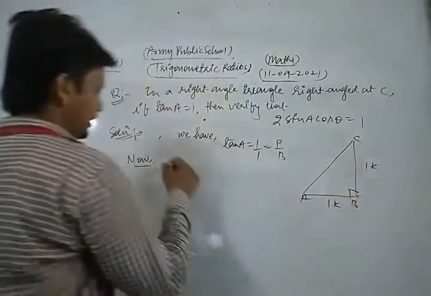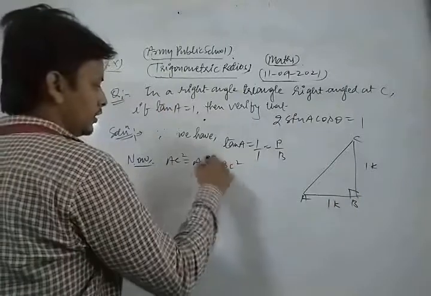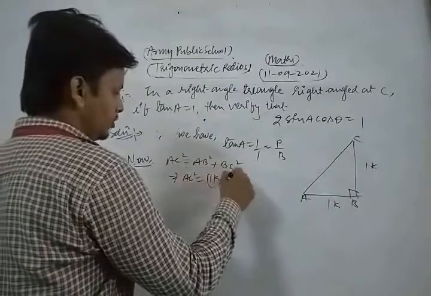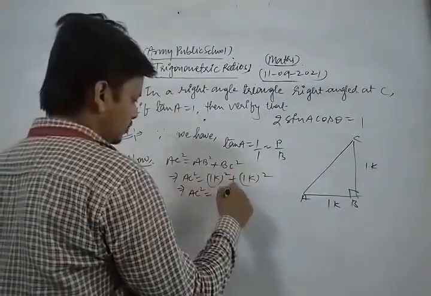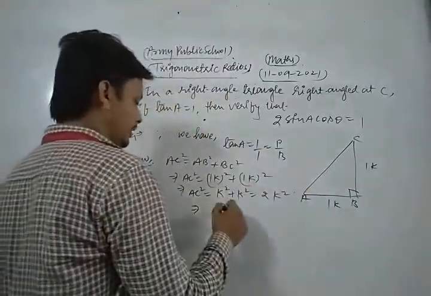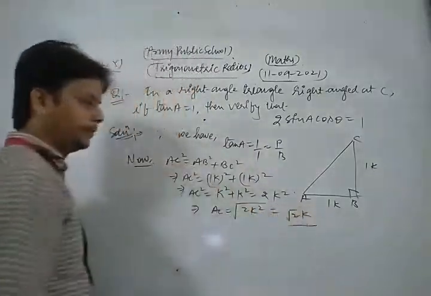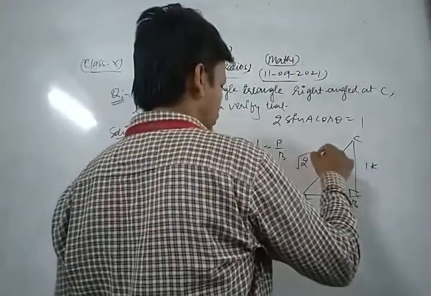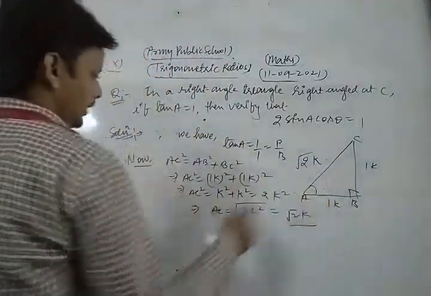So AC square is equal to AB square plus BC square. So AC square is 1k square plus 1k square, that is k square plus k square, that is 2k square. From there AC is equal to under root 2k square, so we get under root 2 into k. In this way, the value of AC is under root 2 into k.